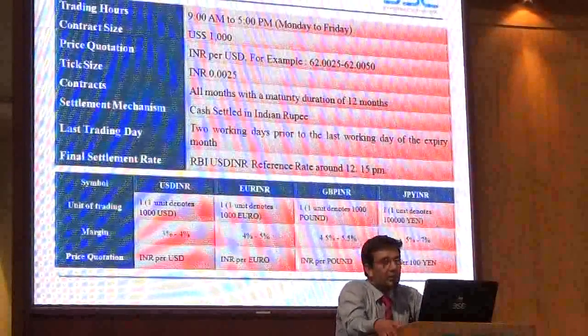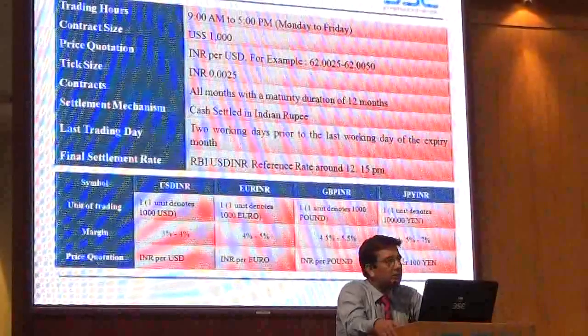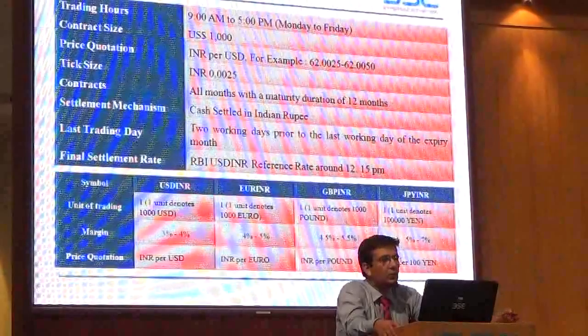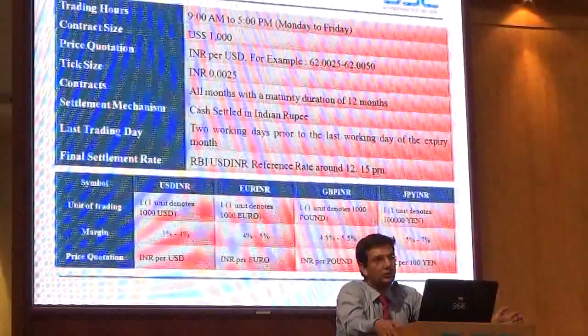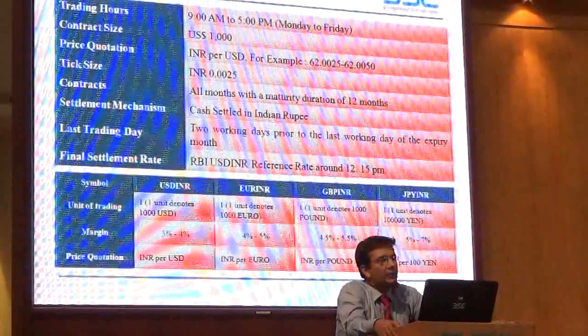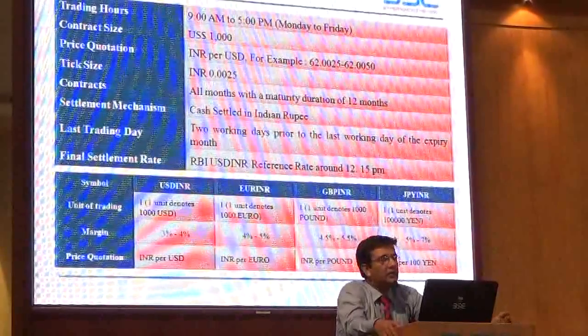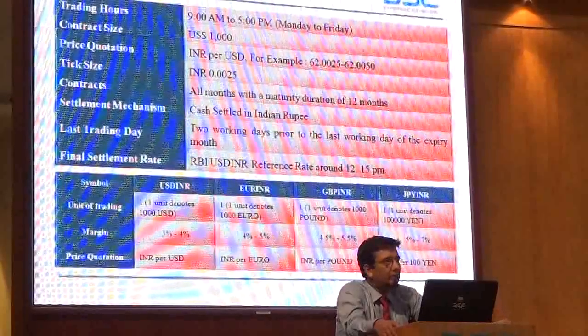Trading timings 9 to 5, Monday to Friday. Contract size is $1,000. Price quotation is INR per USD, like $1 is equal to 62.0025 and 62.0050. So tick size is quarter paisa. Contracts are available for 12 months. Say now the current contract is June and it's next year May contract. Till May contract is available.